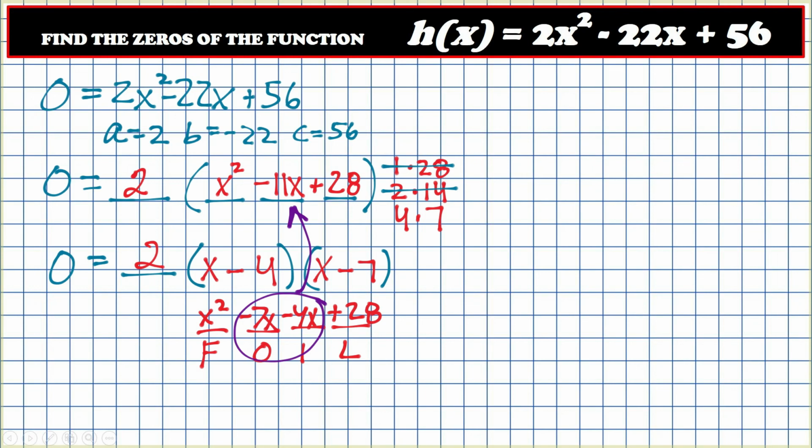In front of our x in the first binomial, in the first set of parentheses, there's no coefficient. So we can just use the opposite. So one of our zeros will be x equals 4. In the second set of parentheses, we have x minus 7. There's no coefficient in front of the x, so we can just use the opposite. So it's going to be x equals 7. So in this problem, they ask us to find the zeros of the function. What are the two x values that will make our function equal 0? And the two x values that will make our function equal 0 are 4 and 7.